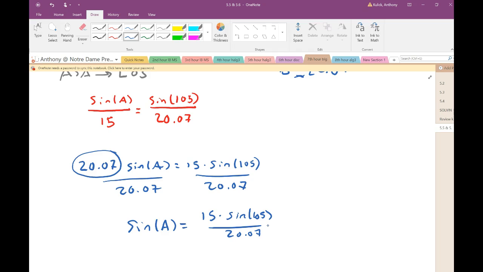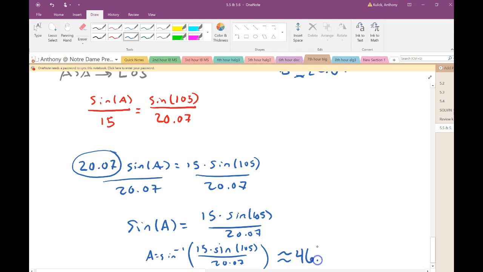But I want to get angle A. So how do I get angle A by itself? How do I get rid of the sine in front of it? I use the inverse. So if I type that into my calculator, I get about 46.2 degrees.